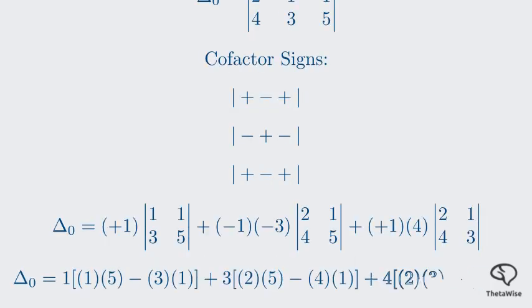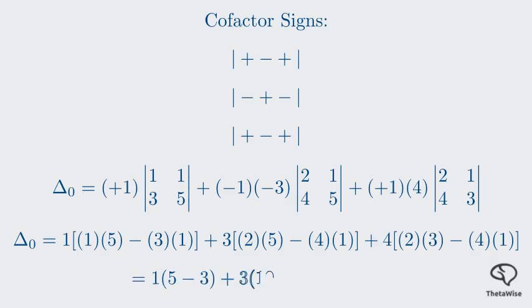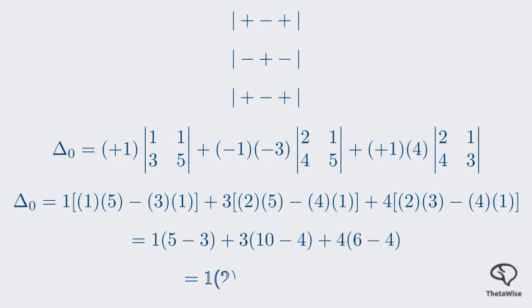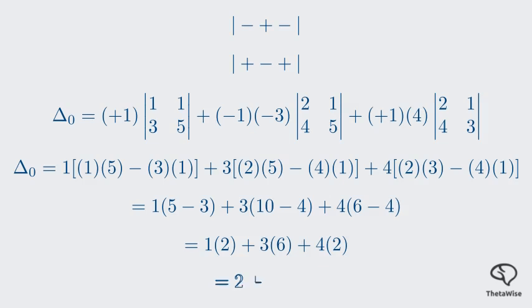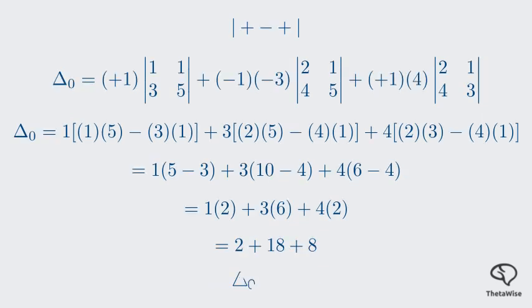The first is 1 times 5 minus 3 times 1, which is 5 minus 3, or 2. The second is negative 3, with the sign, which becomes plus 3. Its minor is 2 times 5 minus 4 times 1, which is 10 minus 4, or 6. The third is positive 4. Its minor is 2 times 3 minus 4 times 1, which is 6 minus 4, or 2. Adding these up gives us 28. So, delta 0 is 28. Our result matches the provided solution.